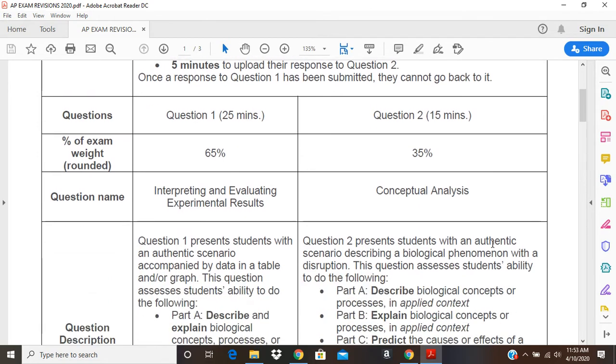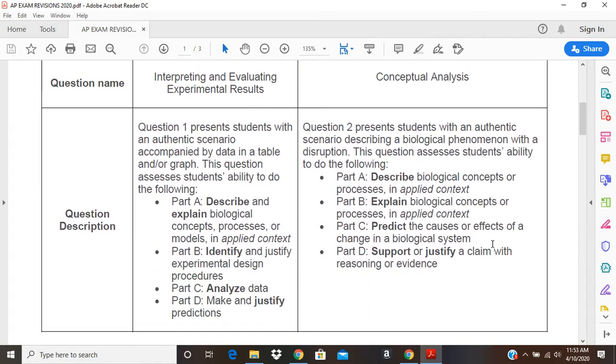So a little bit more detail here. All right, so question one, you're going to be given some kind of an authentic scenario. You're going to be given data either in a table and or a graph. You may have to make a graph. You may have to analyze the data a bit. What they want you to do is describe and explain what's going on. So they want you to apply what you know to the scenario they give you. You need to justify some of the procedures. So what's probably going to happen is they're going to ask you to identify an independent variable or a dependent variable, and then justify why something was being done in that experiment.